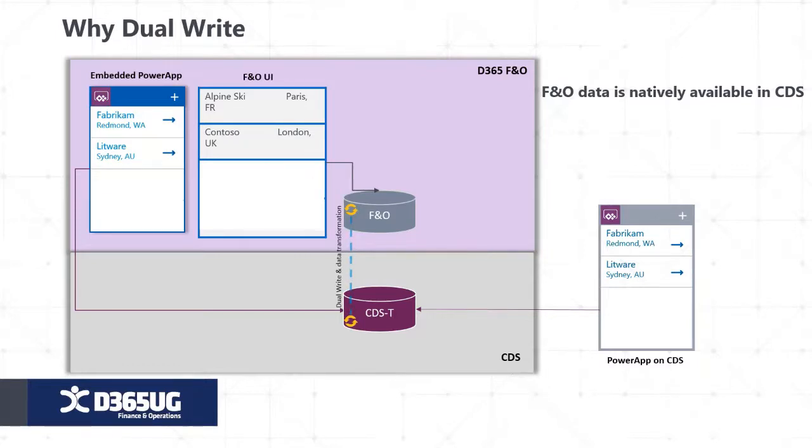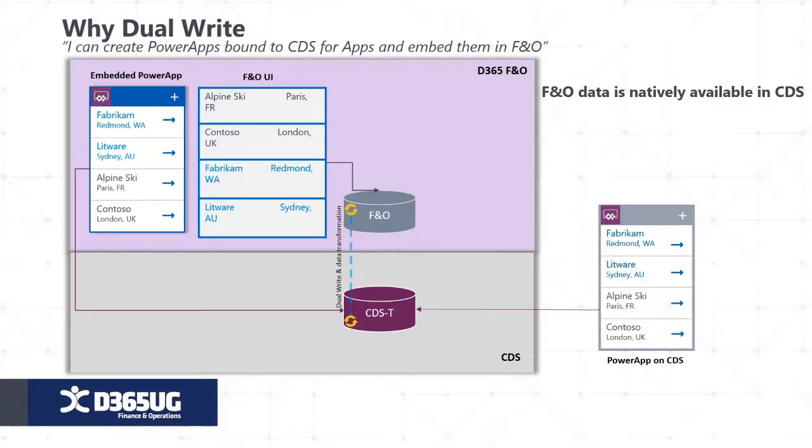Anytime you write something into CDS, it writes back to the FNO database too. At the very high level, this is what dual write is, without asking you to set up any projects, any templates. It's just a matter of a few clicks and you will have your dual write enabled. So once the dual write is on, that is what happens.